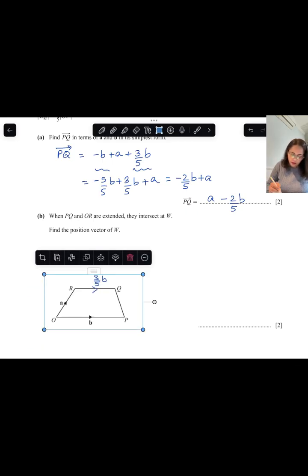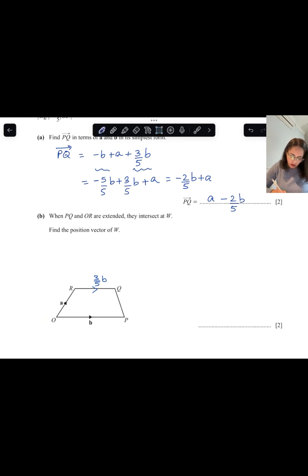All right. So if I extend OR and I extend PQ and they meet at the point W, find the position vector of W. That means we need to work out what is OW. This is our question.